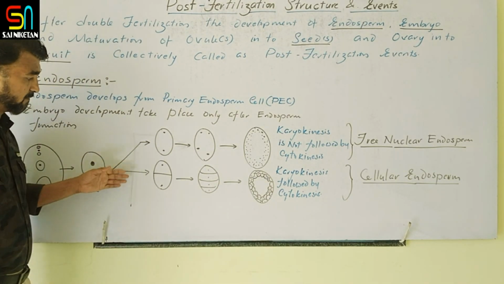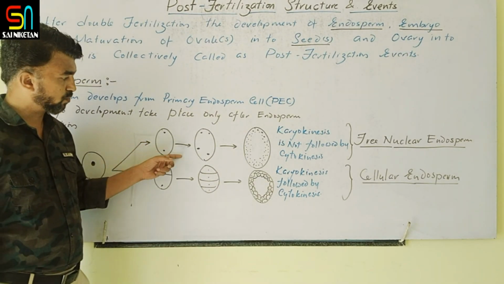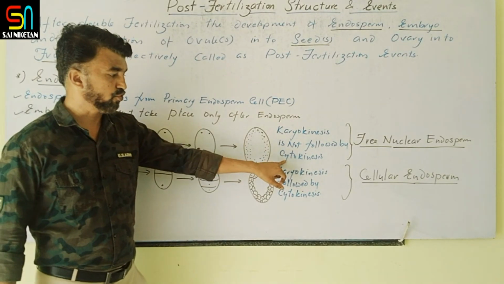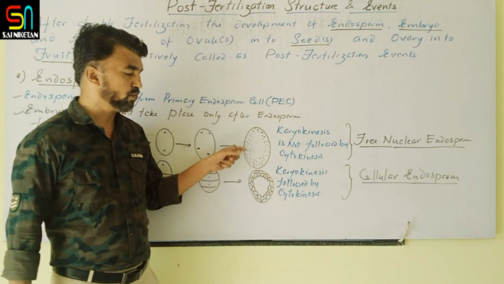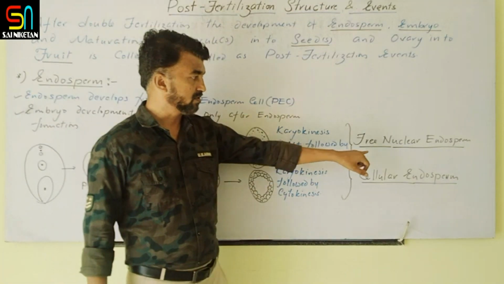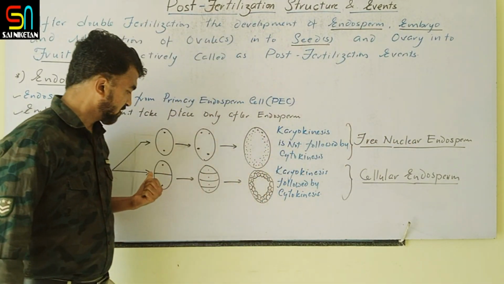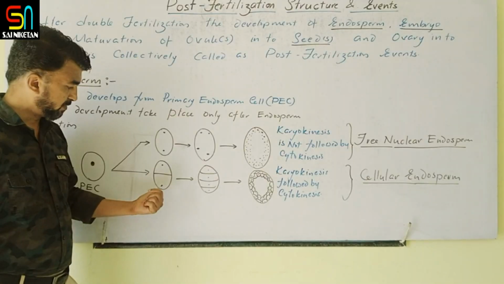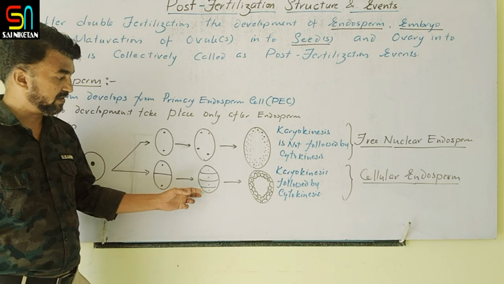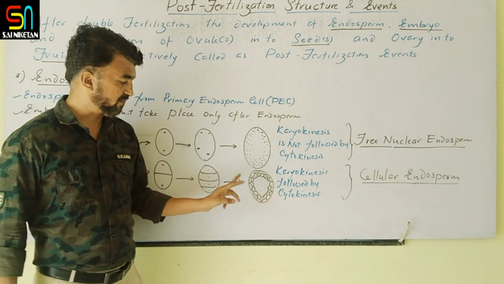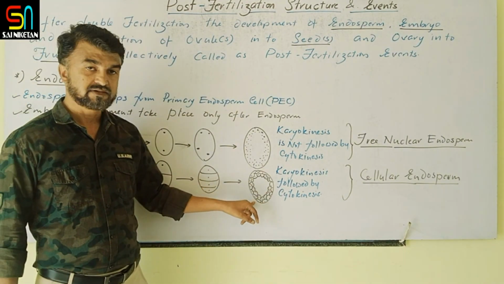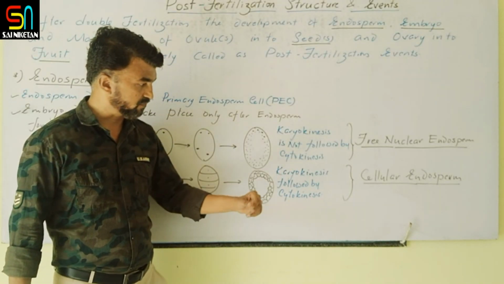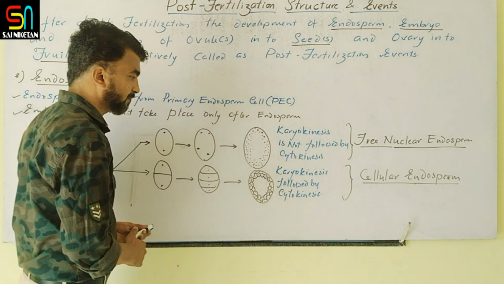Can you differentiate? If the primary endosperm nucleus undergoes repeated nuclear division not followed by cytokinesis, it contains only free nuclei. Clear? So this is called the free nuclear endosperm. Second one, if the primary endosperm nucleus undergoes division followed by cytokinesis, after every nuclear division a cell wall is formed, that is called the cellular endosperm.